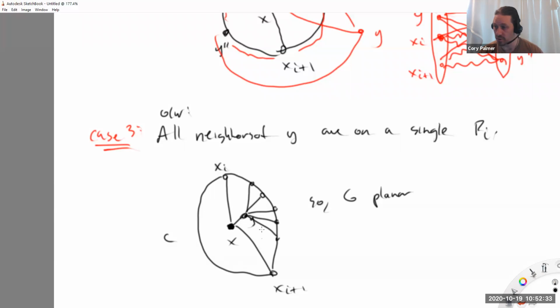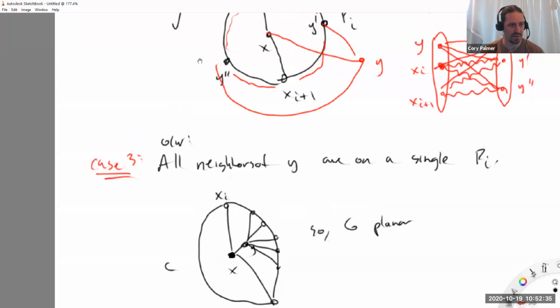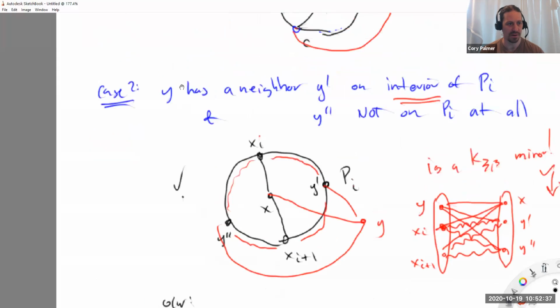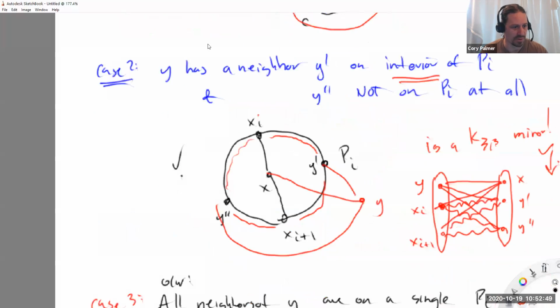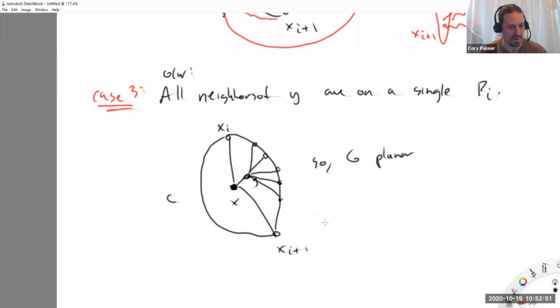In the other cases, when I couldn't squeeze it into one portion here, I either got a K33 minor or a K5 minor, which were the two things. I keep saying minor, but every time I said minor, I meant subdivision. Yeah, I got these K33 or K5 subdivisions. So those were contradictions. And so I reduced myself to this very nice case, and I was able to finish the embedding.